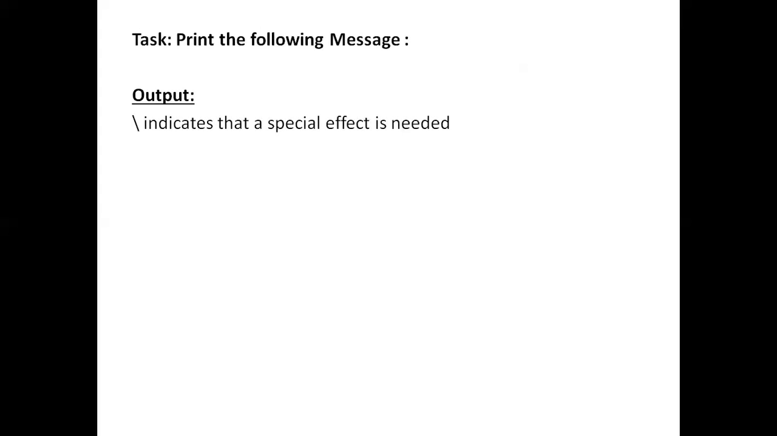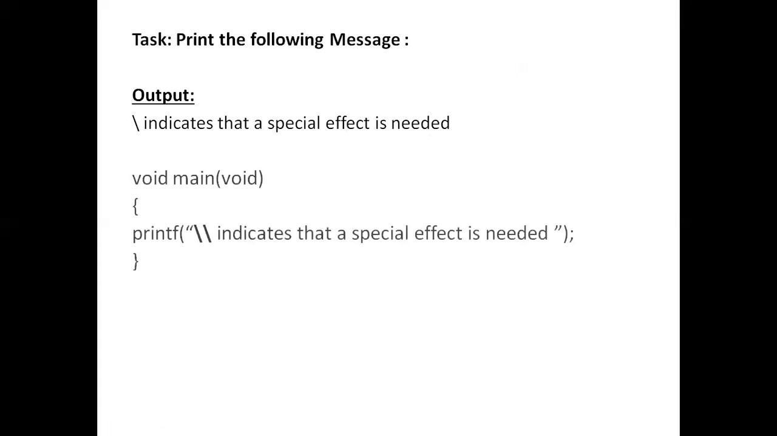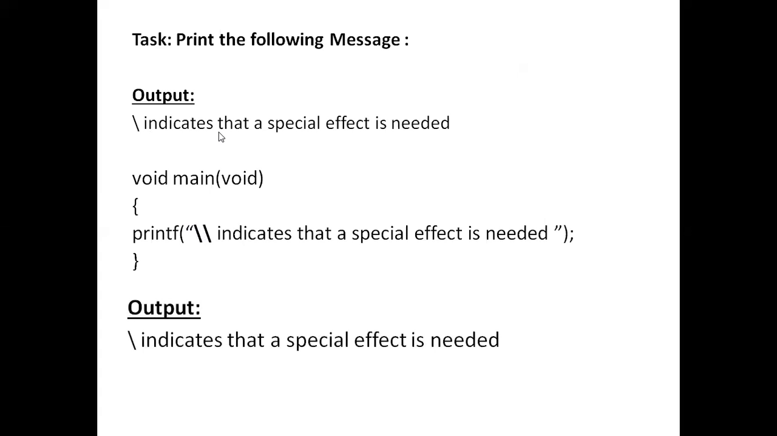Now you have to print the following message. What is the message? The message is that the \ indicates that a special effect is needed. Okay, so write down a program. We will use a single printf statement, and we will write down that string same as it is, except that we are using the escape sequence of double \\ here. Because you cannot use a single \ in the printf statement, it will give you an error. To write down the \ you will be using the double \\ and this will give you the same output.